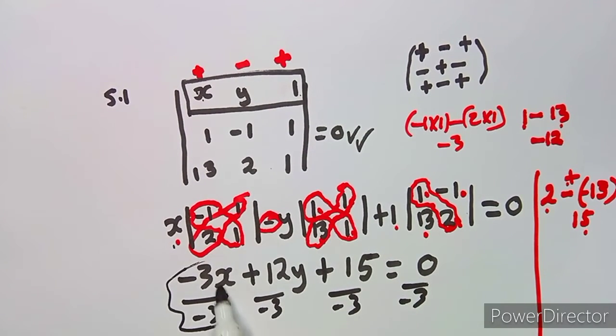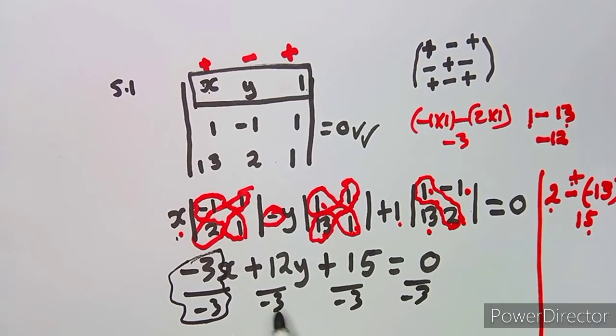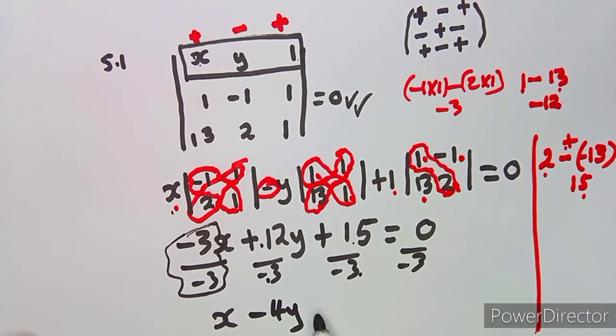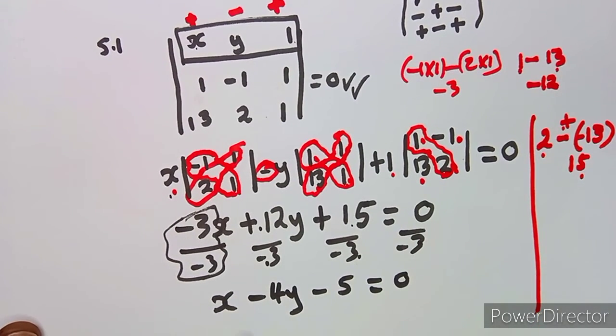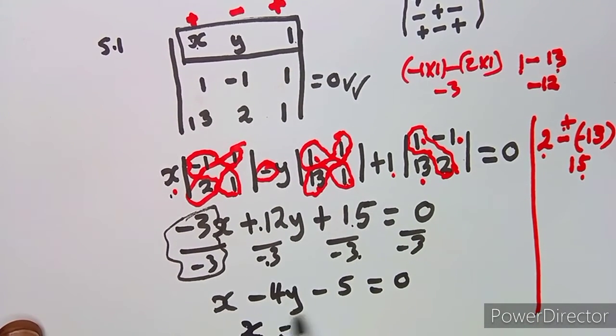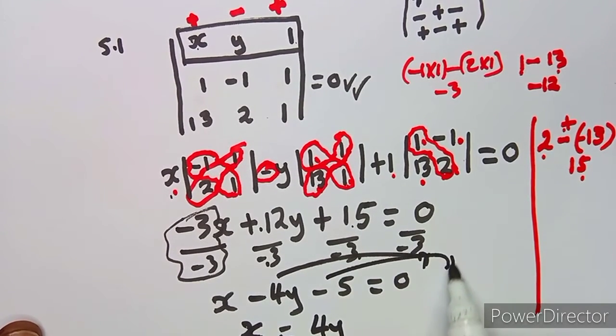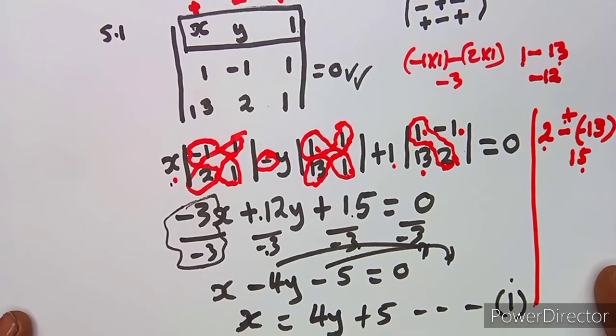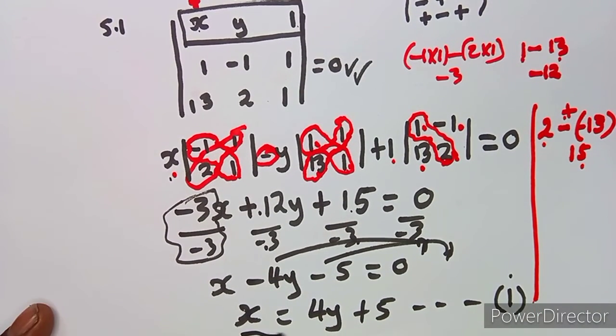So this here is going to give us positive x. 12 and -3, that is -4y like this. 15 and -3, that is -5, is equal to 0. So that means I can make x the subject here, which will be: transpose 4y to this side, and transpose this to this side, that's plus 5. Or you can just leave it like this. I don't know how you're going to write it, but you can make your x the subject, or you can even leave it like this.